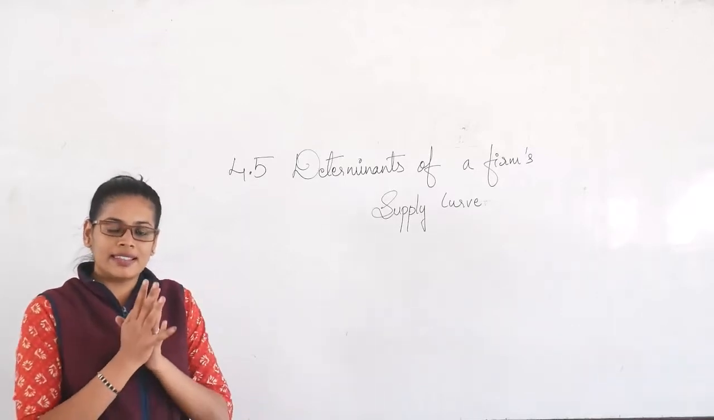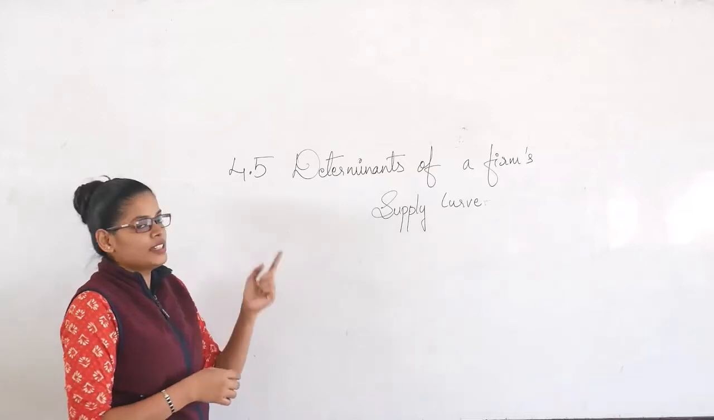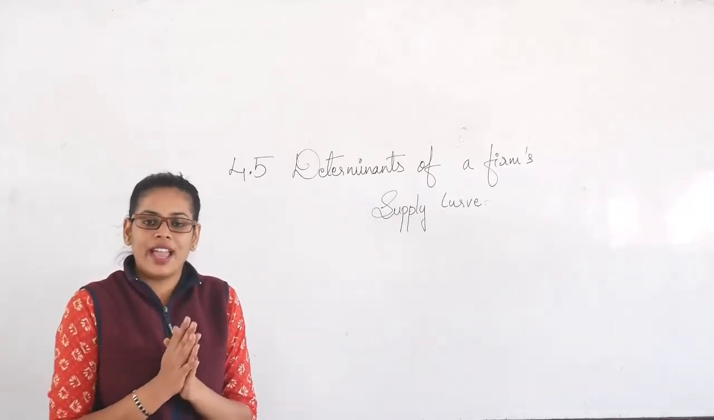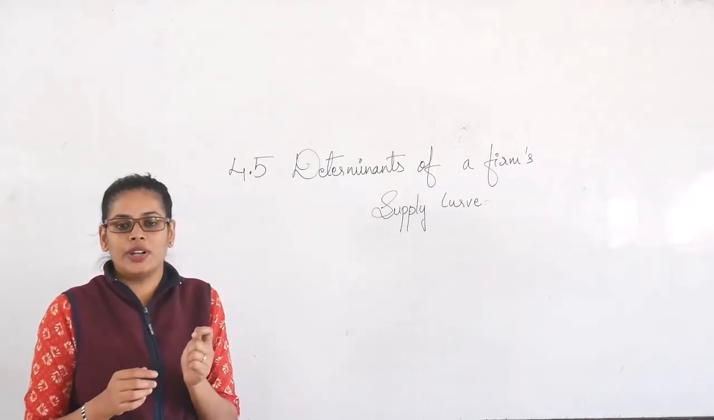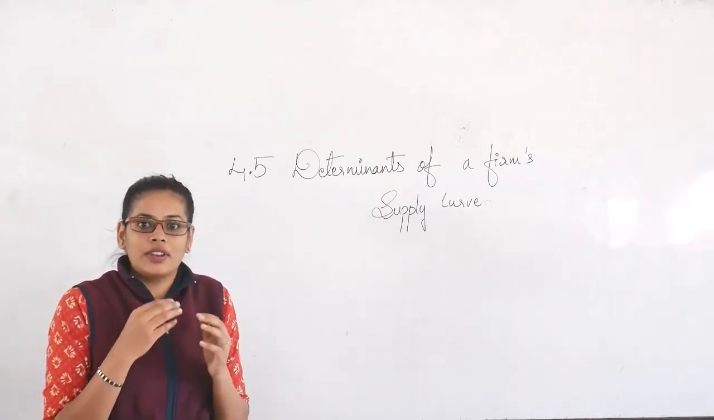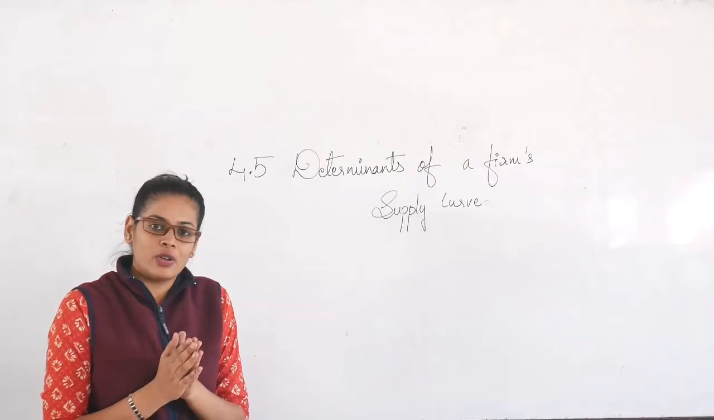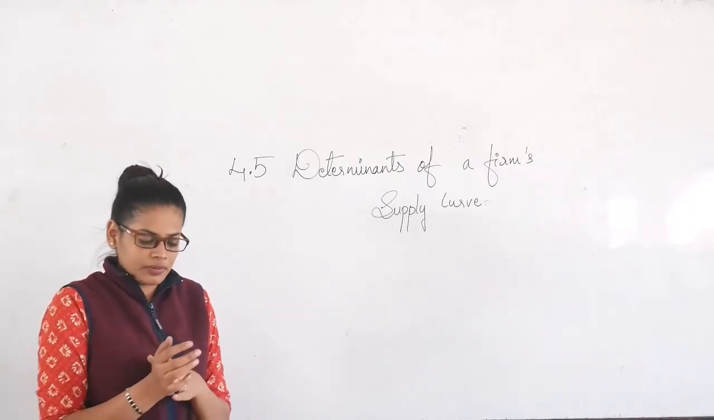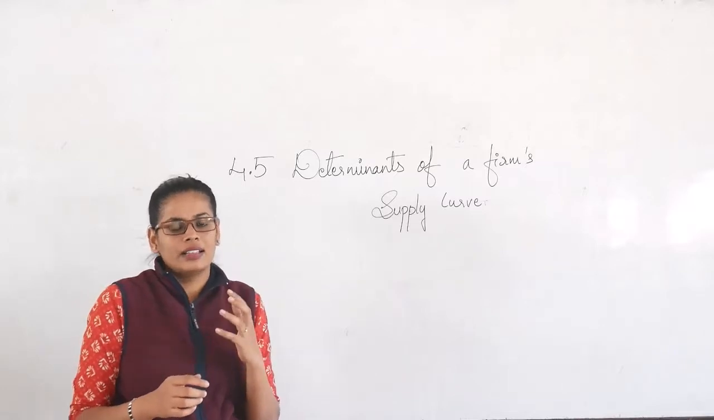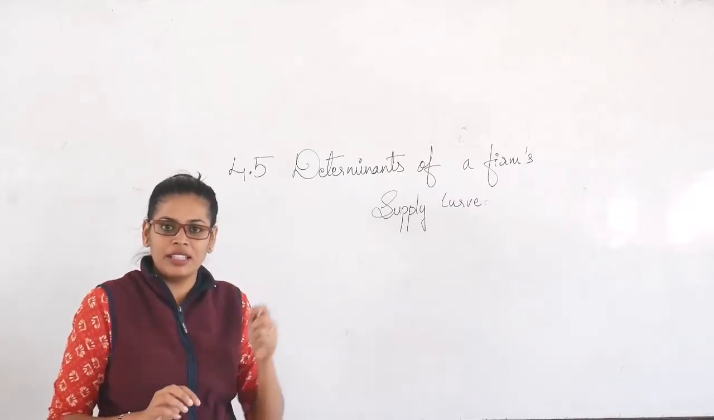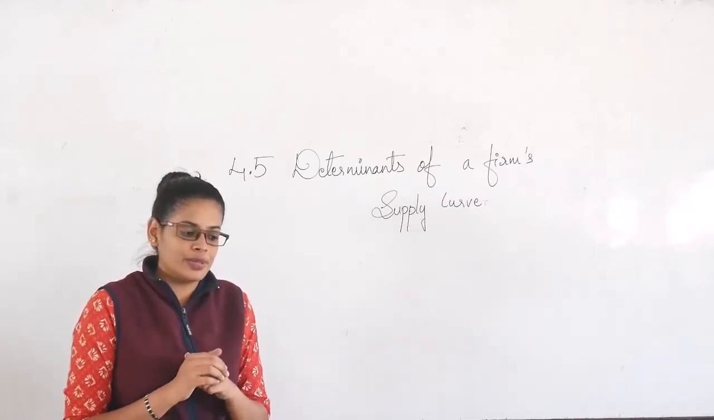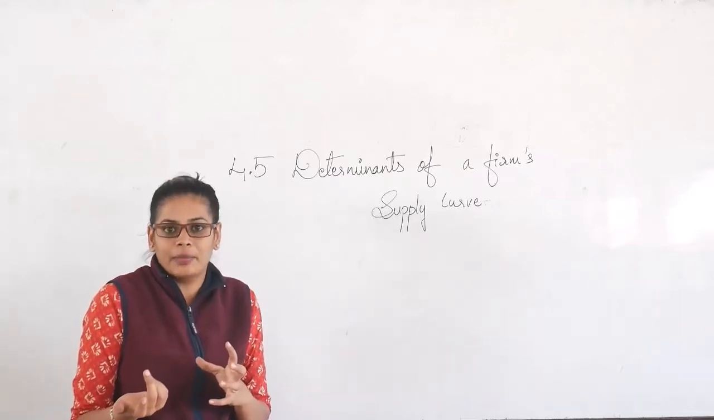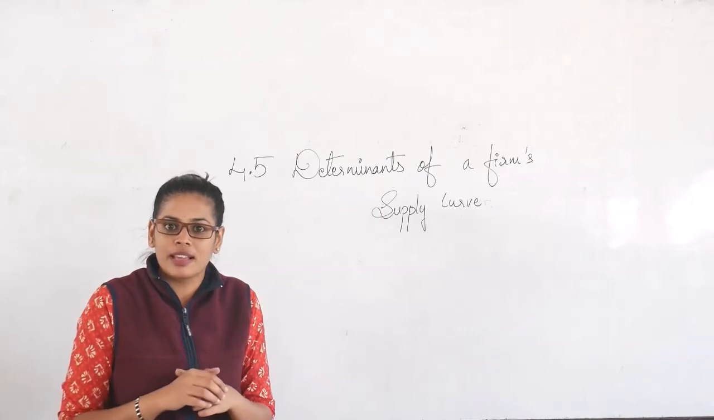Today we will be discussing the topic determinants of a firm's supply curve. In the previous class we have seen what is a shutdown point and what is normal profit, supernormal profits, and we also discussed the break-even point, right? So let's understand the further part, which is nothing but the determinants of the firm's supply curve. What is meant by determinants of the firm's supply curve?